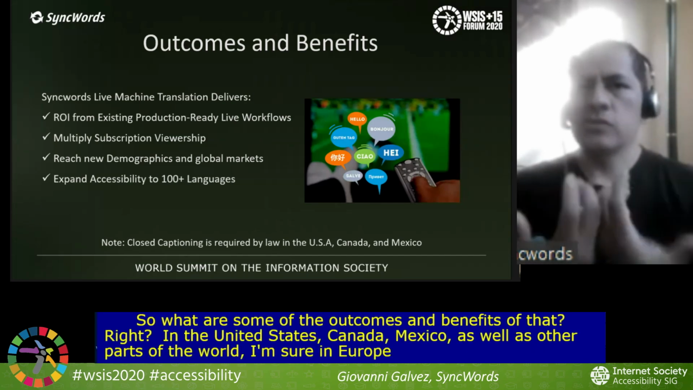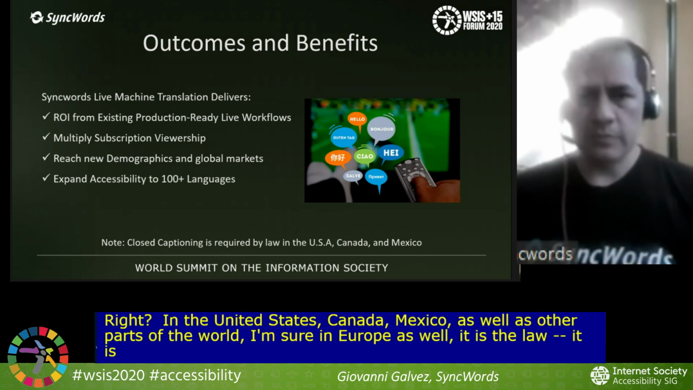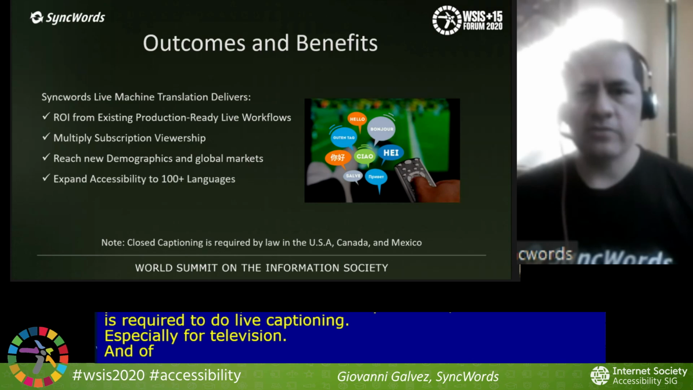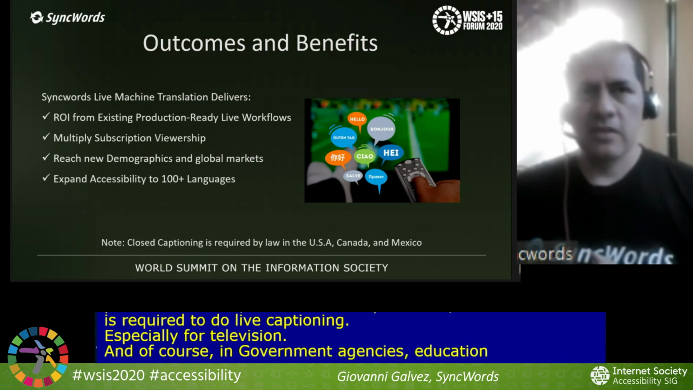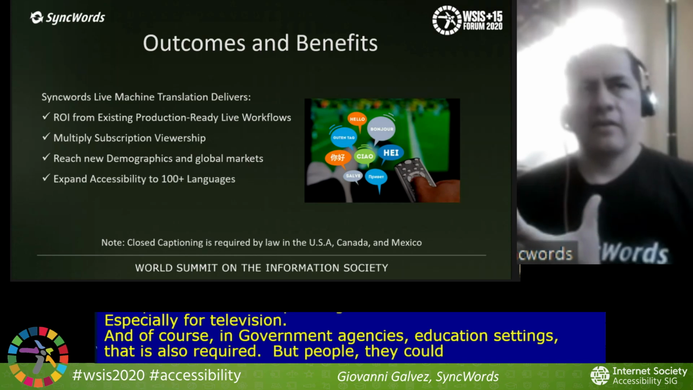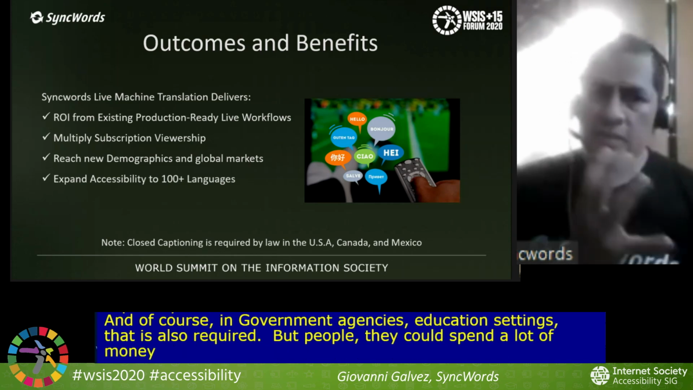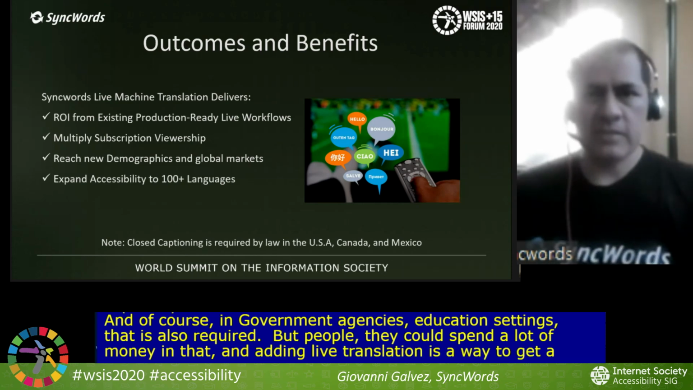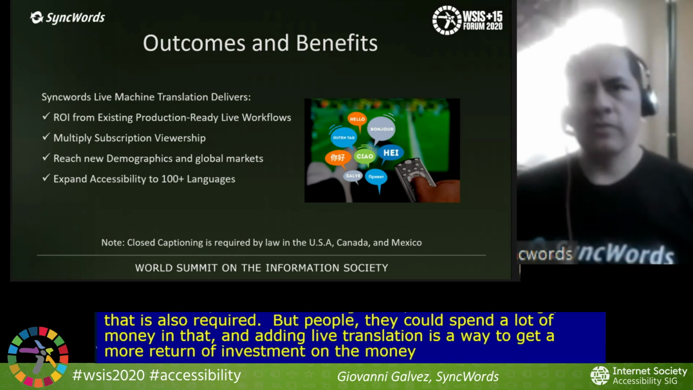It's required to do live captioning, especially for television. And of course, in government agencies and education settings, that's also required. But people could spend a lot of money on that. And adding live translation is a way to get more return on investment on the money that you're already investing in accessibility, by adding multiple languages, right?